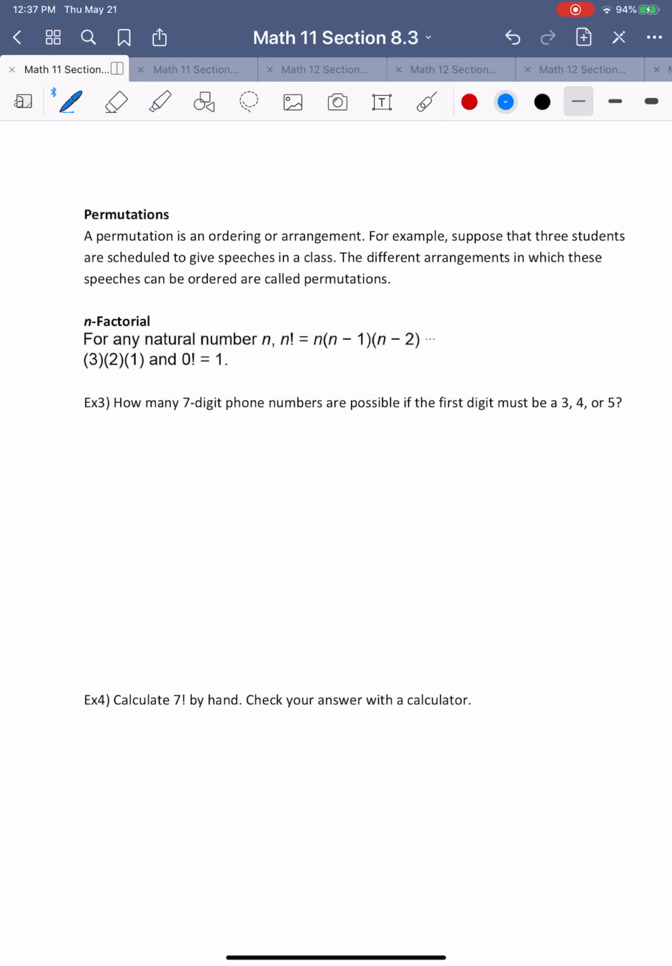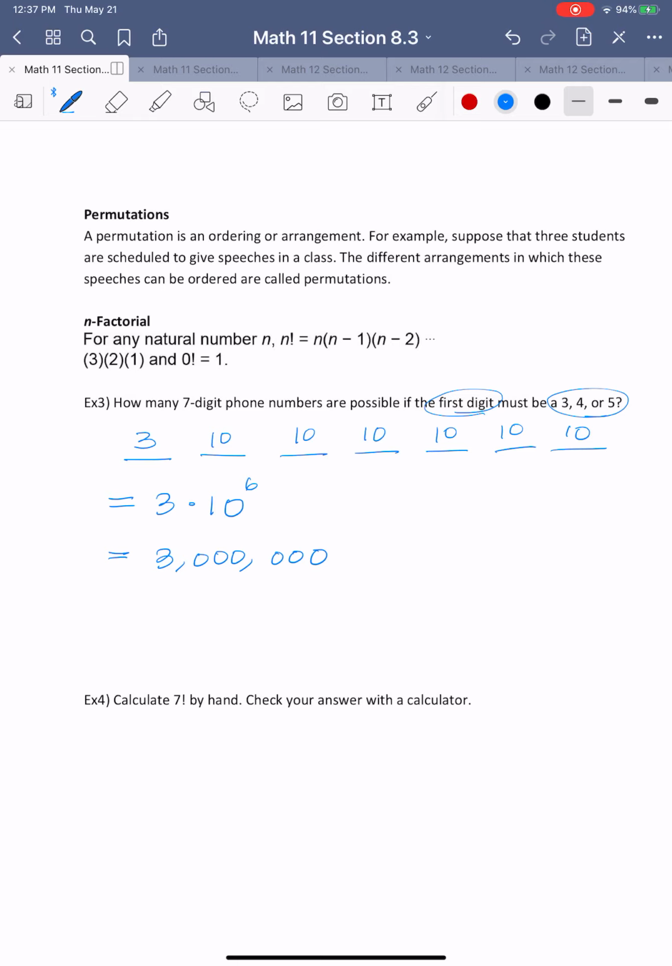How many 7-digit phone numbers are possible if the first digit must be 3, 4, or 5? Okay, so 7 digits: 1, 2, 3, 4, 5, 6, 7. But the first digit has to be 3, 4, or 5, so there are 3 choices. But in the other places you can choose any one digit, 0 through 9. So you get 3 times 10 to the 6th power, which makes 3 million ways. So there are 3 million ways you can write it.